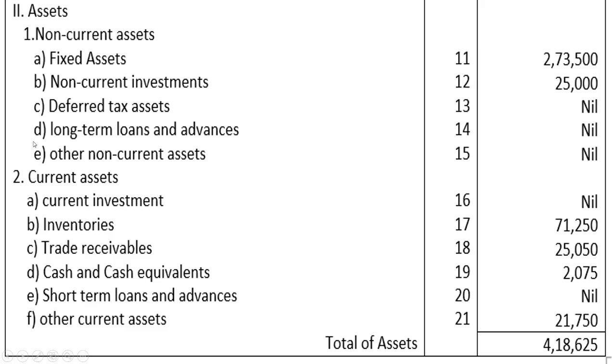That is non-current assets. Second one is current assets. Under current assets: current investment, note number 16 nil. B, inventory, note number 17, 71,250. C, trade receivable, note number 18, 25,050. D, cash and cash equivalent, note number 19, 2,075. E, short-term loans and advances, note number 20, that's also nil. And other current assets, note number 21, 21,750. The total of these is 4,18,625. That is called the total of assets.